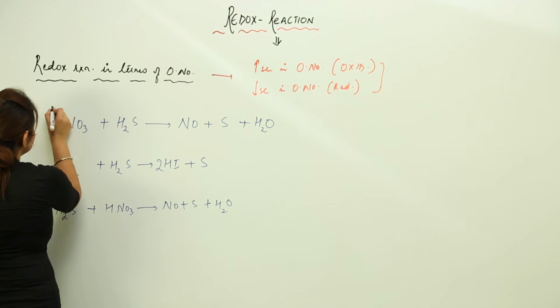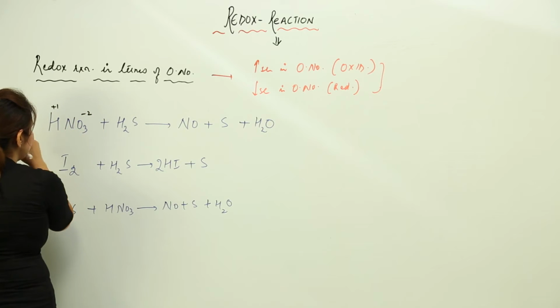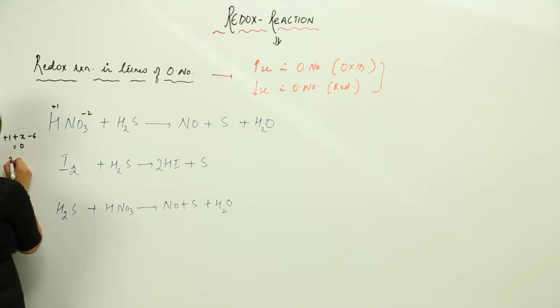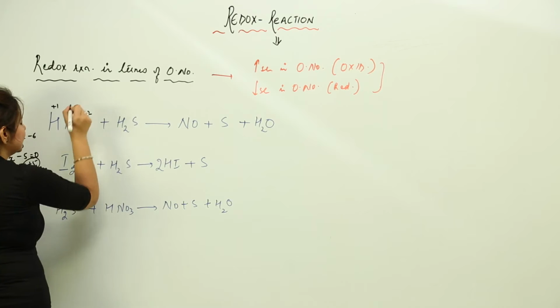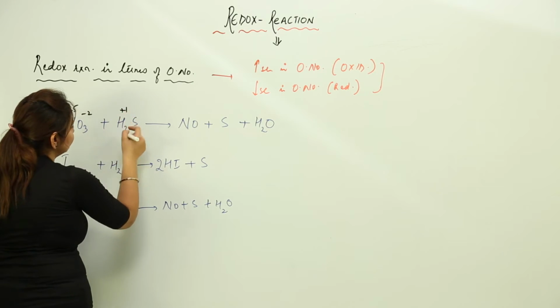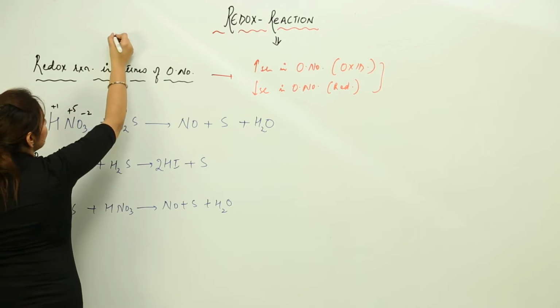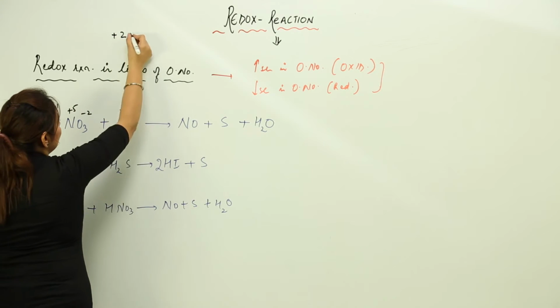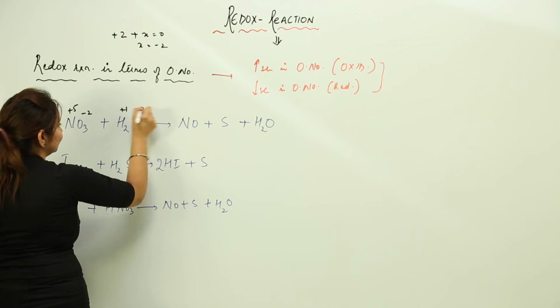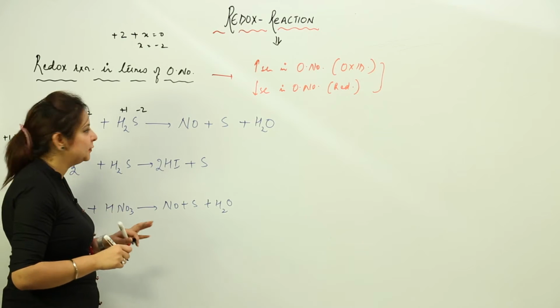Let's find for N first in HNO3. H has plus 1, O has minus 2. So plus 1 plus x minus 6 is equal to 0. So x minus 5 is equal to 0, and x is plus 5. That means nitrogen has plus 5. In H2S, hydrogen has plus 1, so let's find for S: 1 into 2 plus x is equal to 0, so x is definitely minus 2. Don't relate it with valencies, keep that in mind.